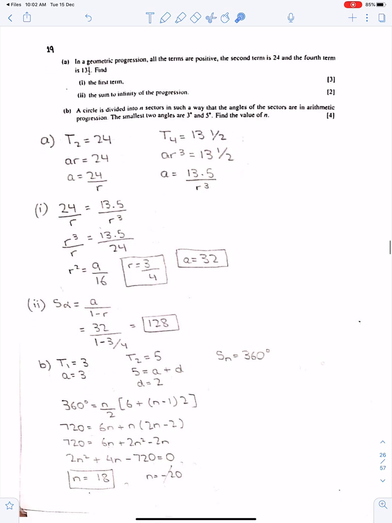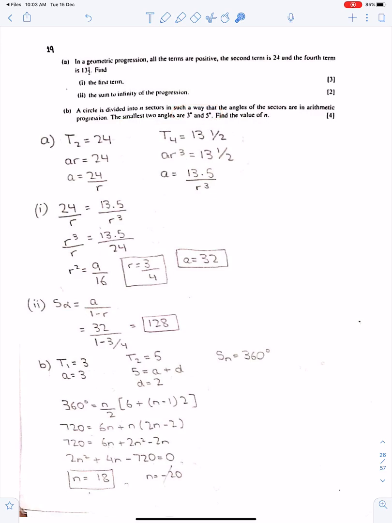Again, we have a question regarding circle. A circle is divided into n sectors. The angles of sectors are in AP. The smallest two angles are 3 and 5. T1 is given, T2 is given, and the question is find n.